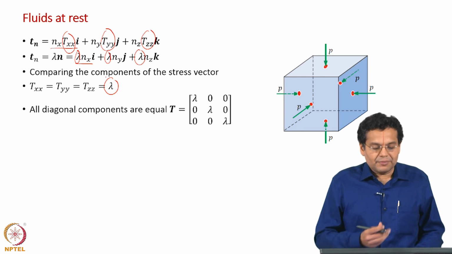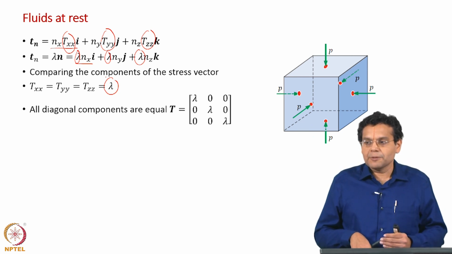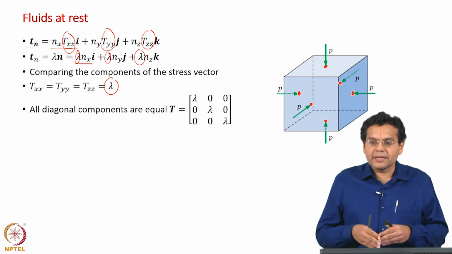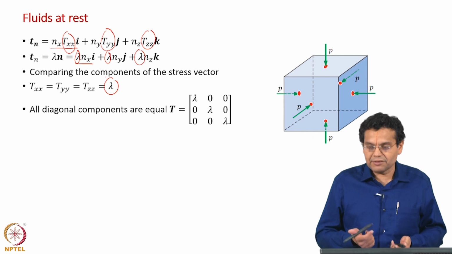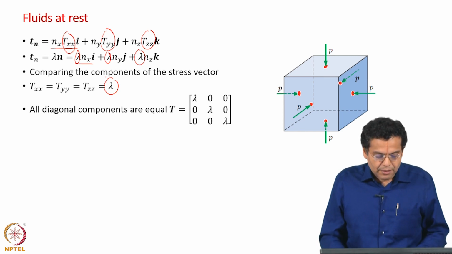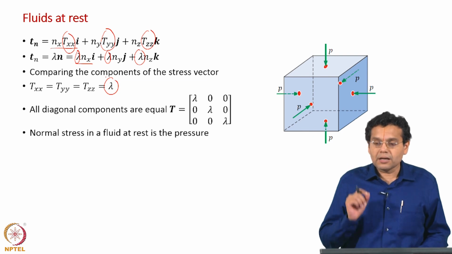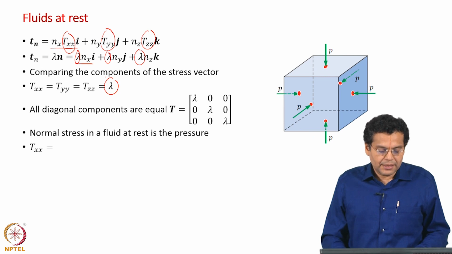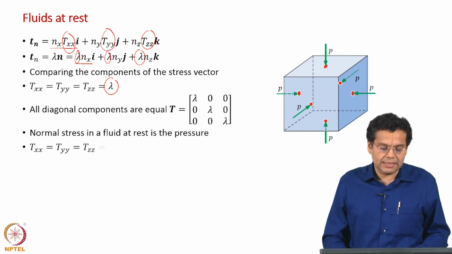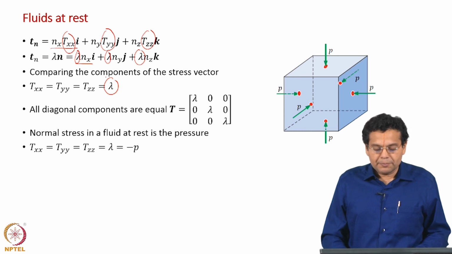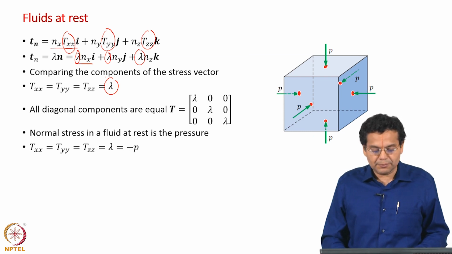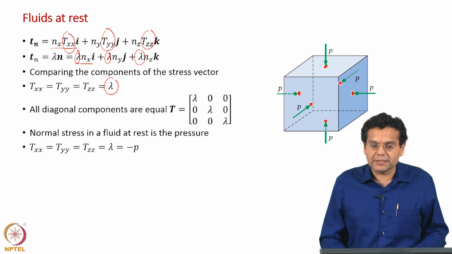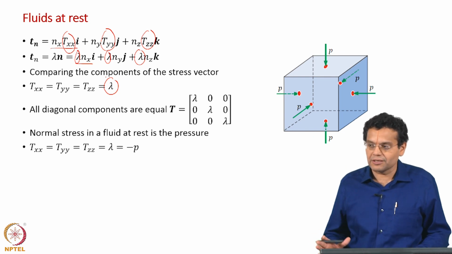Our expression for Cauchy's formula is a force balance. So only if you have only normal stresses, and only if all of them are equal, will it be under equilibrium and the force balance be valid. That is another way of interpreting this. Now, the normal stress in a fluid at rest is the pressure, and so Txx is equal to Tyy is equal to Tzz is equal to lambda. Pressure we denote by small letter p throughout the course, and this p is the thermodynamic pressure, exactly what I come across in the thermodynamics course, no difference at all.